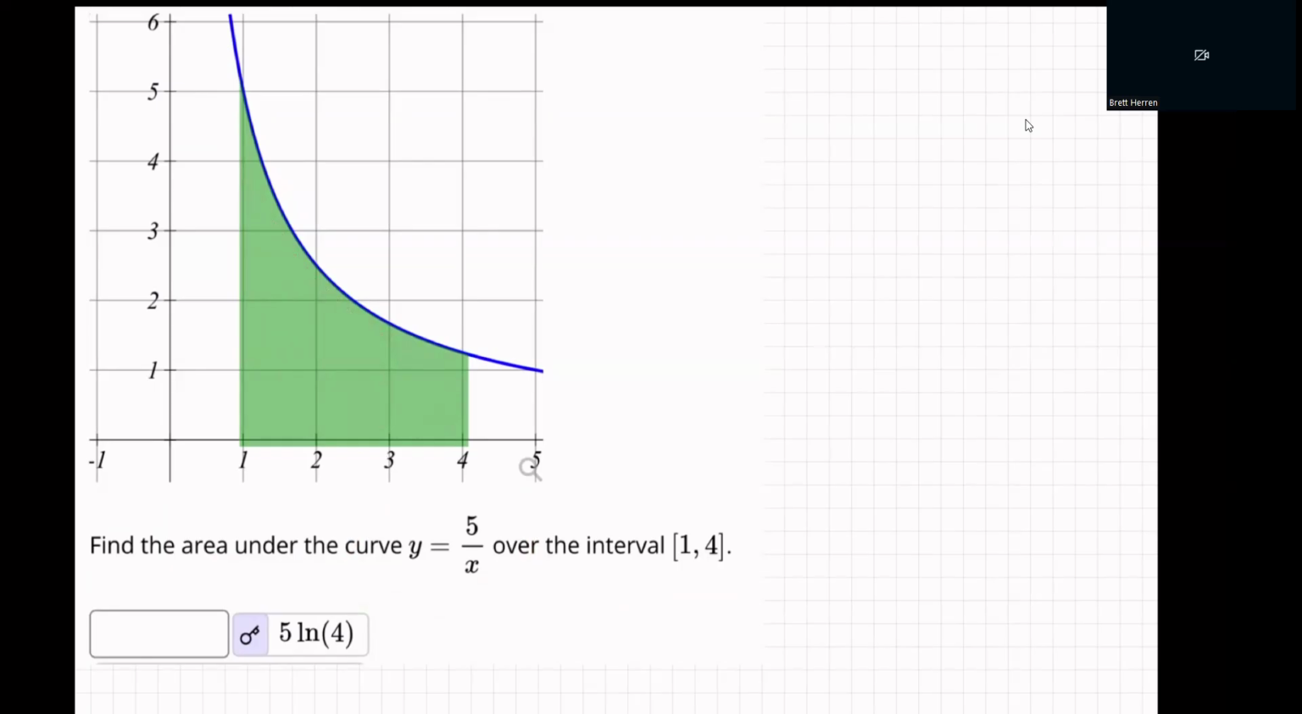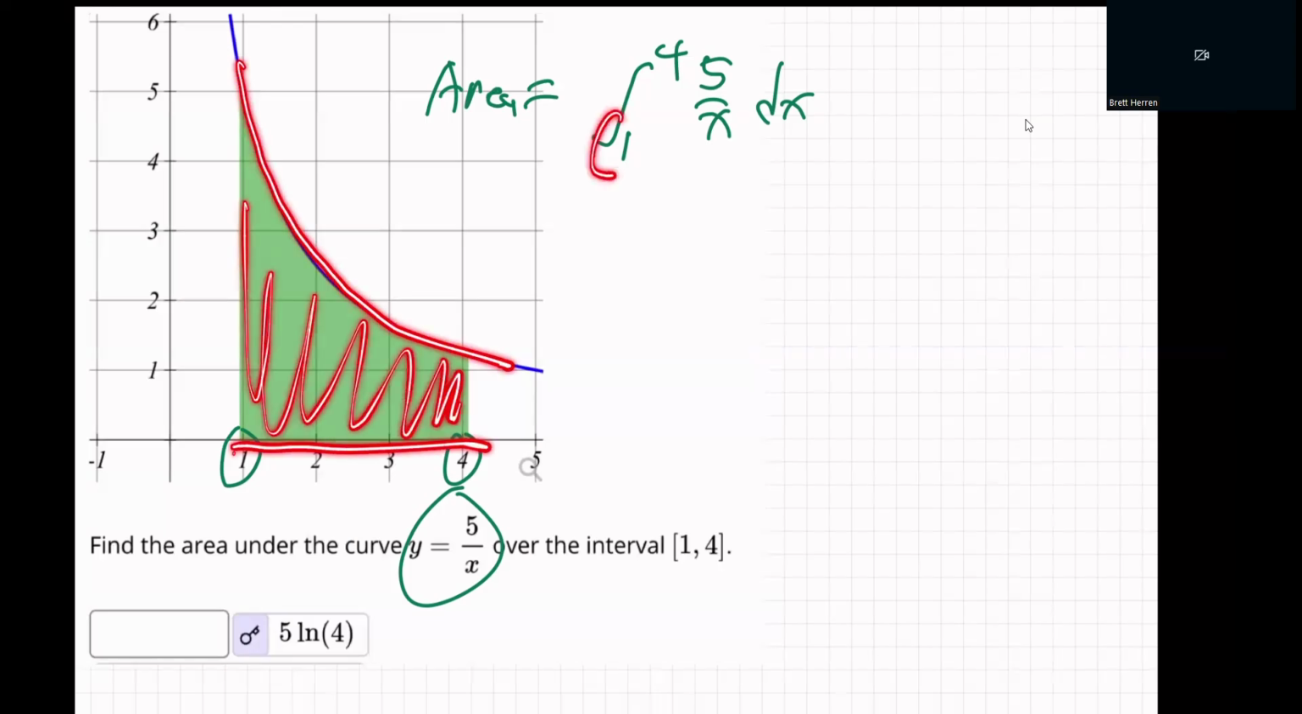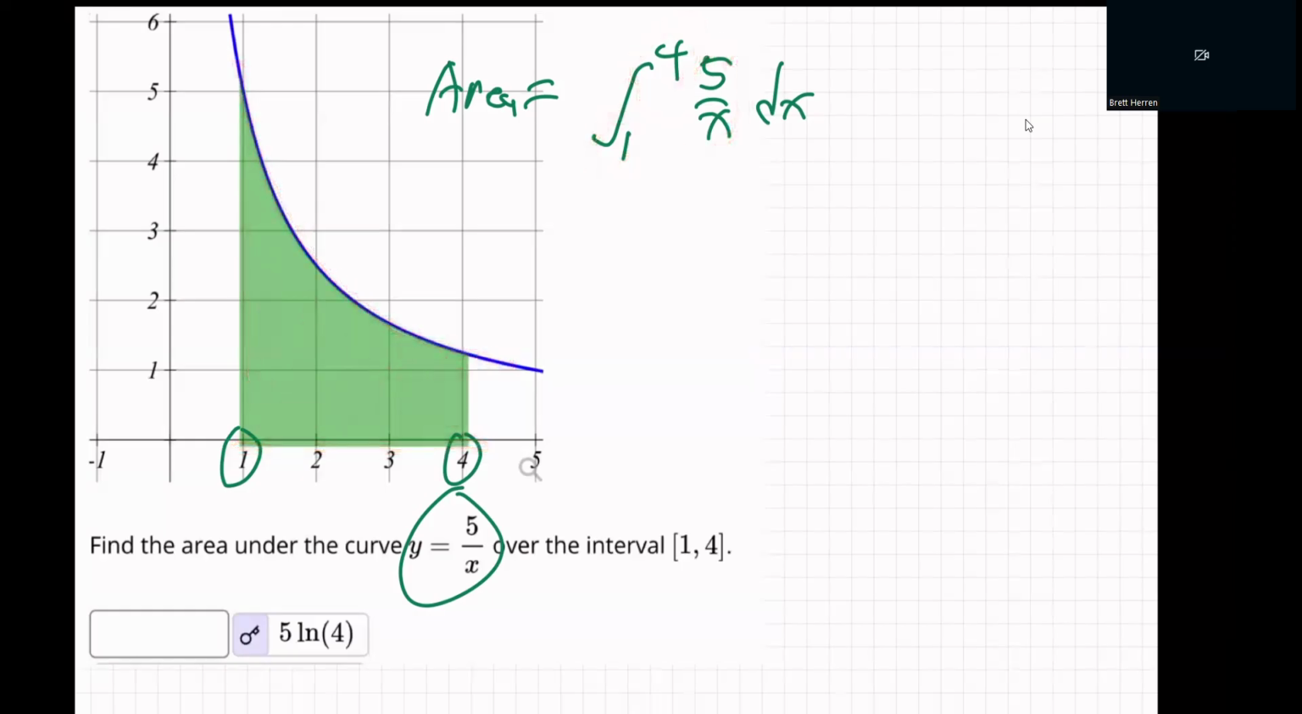Well, it's the integral. That's what the integral does. We need to take the integral from 1 to 4, from here to there, of the function. This is the function, 5 over x dx. If you do that, that gives you the area. That's what an integral is. It's the area between any graph and the x-axis over a region from 1 to 4 of that function. We'll get that area.